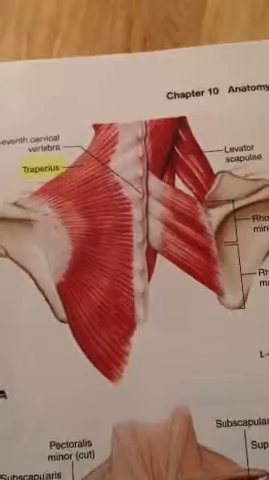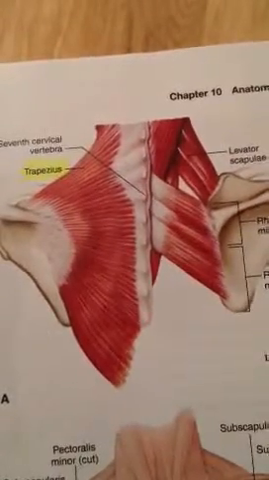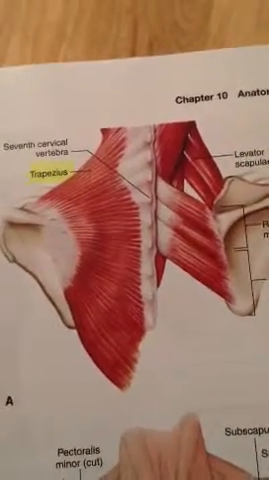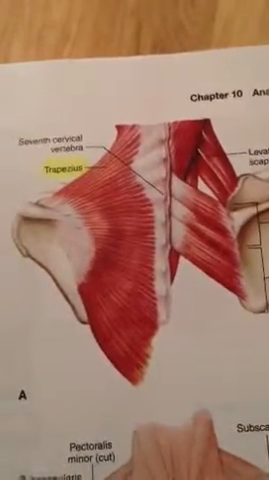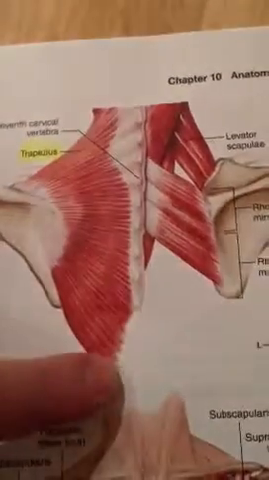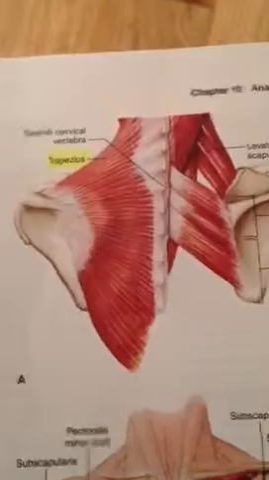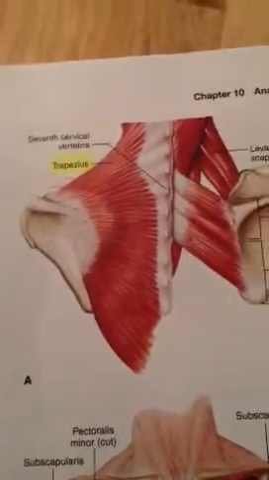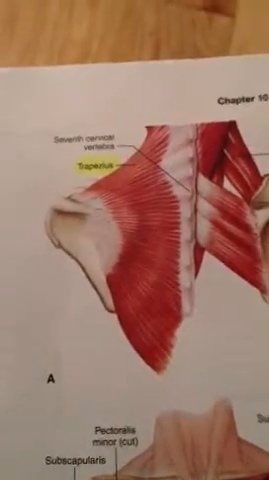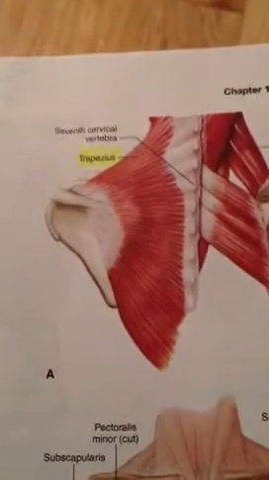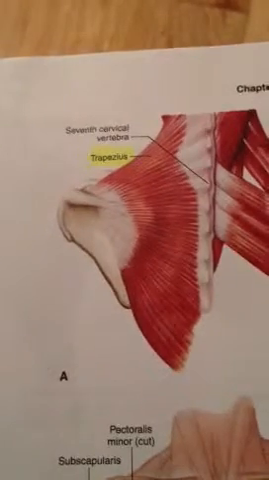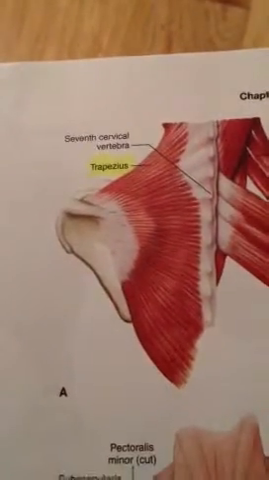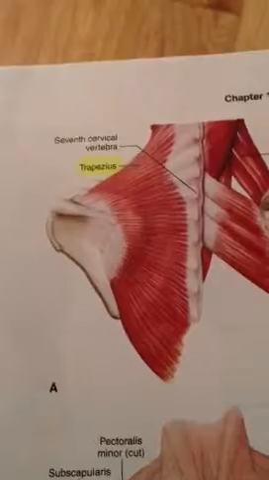Trapezius. Origin is occipital bone and vertebrae. Insertion is clavicle and scapula. Function is raises or lowers the shoulders.